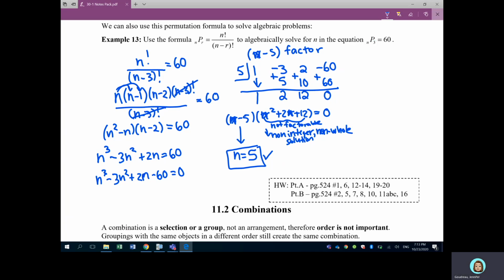That's the end of the first part of permutations. In the second part of permutations, we're going to look at permutations with restrictions and permutations with identical items.